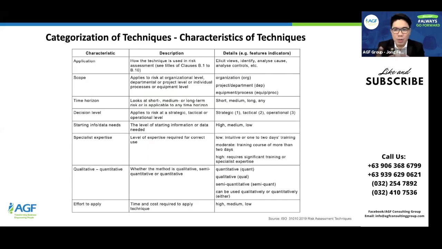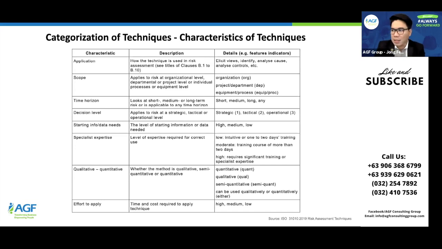So, maybe you can take your smartphone and take a screenshot of this for your reference. And if you look at that, we have to first understand the different characteristics of techniques here. Take note that there are so many different risk assessment techniques, which, like I said, are contained in IEC 31010, which basically supports ISO 31000, the risk management standard. Don't be confused with all these numbers.